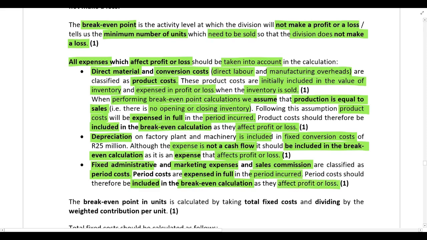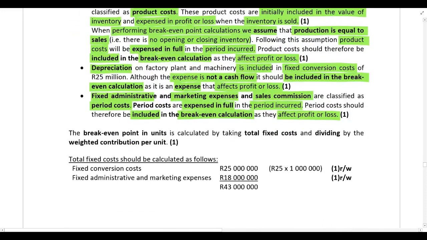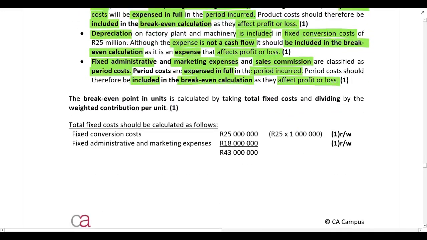All right, so we are now going to move on to the calculation of the break-even point. But just remember, each step along the way, you need to explain what you are doing. So firstly, we are going to explain how we calculate the break-even point. So the break-even point in units is calculated by taking total fixed costs and dividing by the weighted contribution per unit. So there's two calculations here we need to perform. We need to calculate total fixed costs, and we need to calculate a weighted contribution per unit. So let's first start with the calculation of total fixed costs.